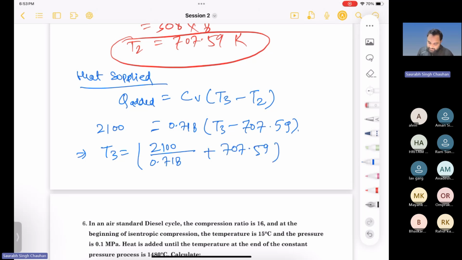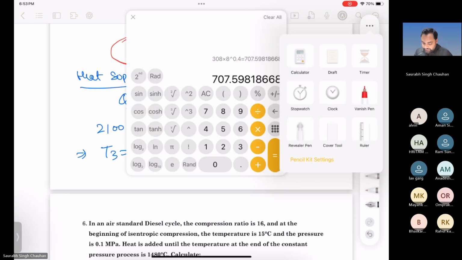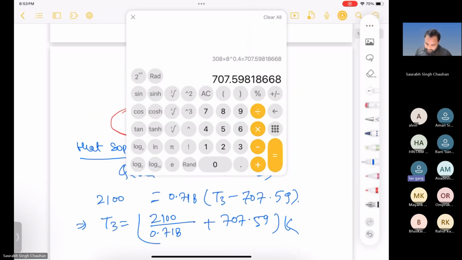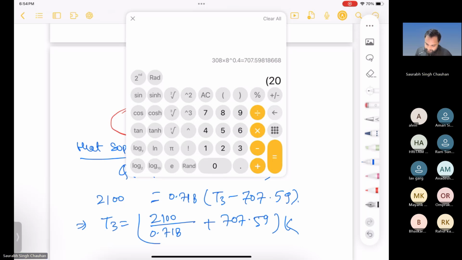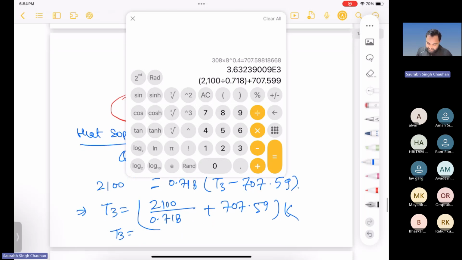So T3 you can calculate like this: 2100 divided by 0.718, plus 707.59 Kelvin. That gives 3632.38 Kelvin. Yes, right. How much is it? 3632.38.